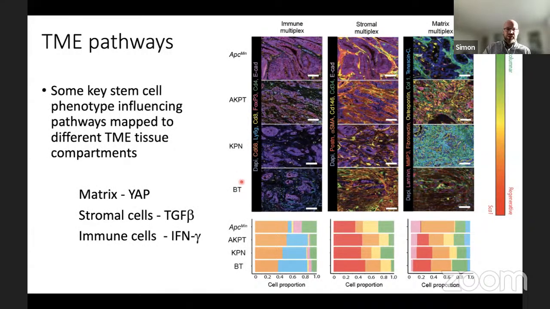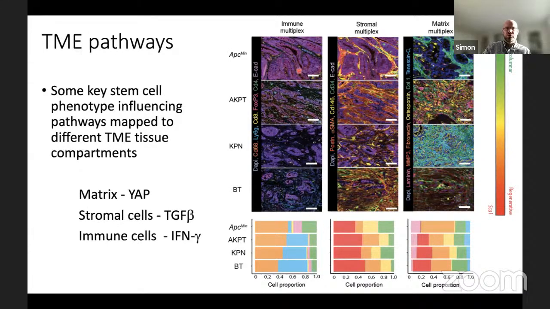So what we did here was to take our different mouse models. This is the APC-min mouse model, the AKPT, the KPN, and the BT, which sort of represent mouse models along this phenotypic spectrum, BT being the most regenerative, APC-min being the most CRIT-based columnar, and then looked at their immune, stromal, and matrix using multiplex imaging here. You can see the markers along the side here. I won't go through them all, but we looked for immune cell populations, stromal cell populations, and matrix proteins, and then defining genotype-specific differences between these different populations.